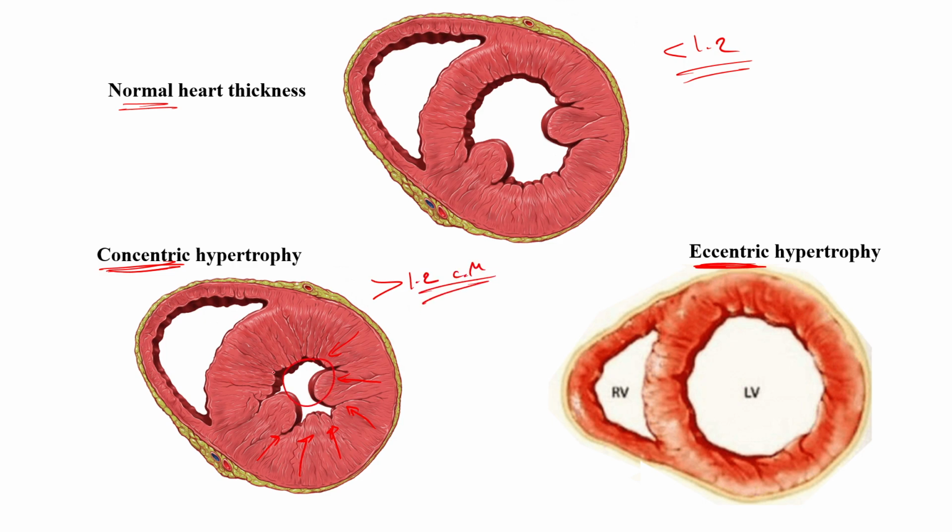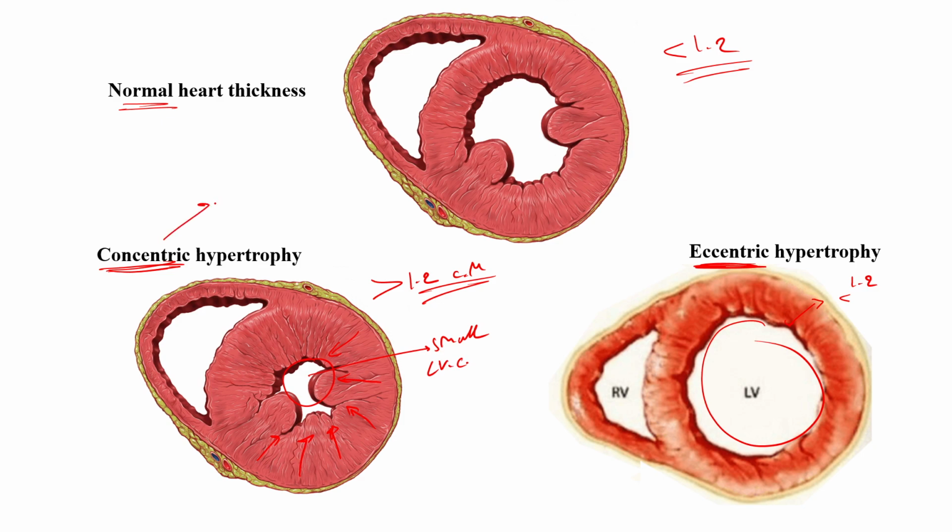So what happens to the cavity in concentric hypertrophy? The cavity becomes small. It is associated with a small left ventricle cavity size. On the contrary, in eccentric hypertrophy, the wall thickness is maintained at 1.2 centimeter or even less. The muscle is stretched due to causes that stretch the muscles, and the left ventricle cavity in eccentric hypertrophy is large.